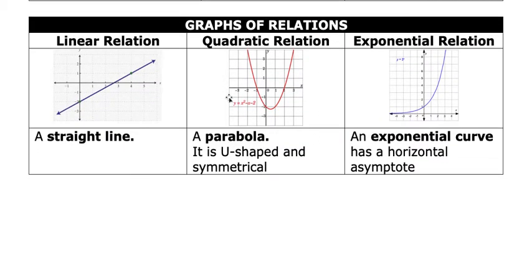So graphically, we're going to talk about each of these types of relations. Linear relations are a straight line. Quadratic relations are a U-shape that we refer to as a parabola. So it's bell-shaped and symmetrical, or U-shaped. Exponential relations have that horizontal asymptote that we discussed, and it begins to grow rapidly or decrease rapidly.